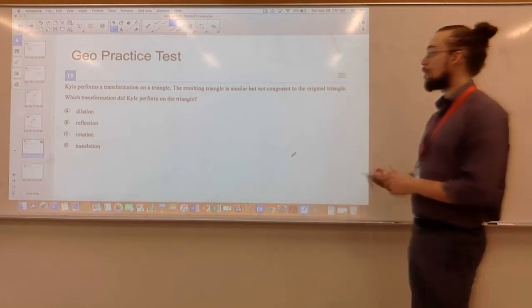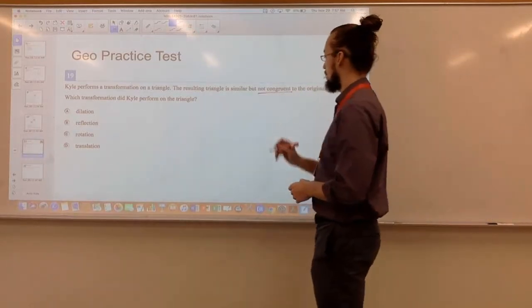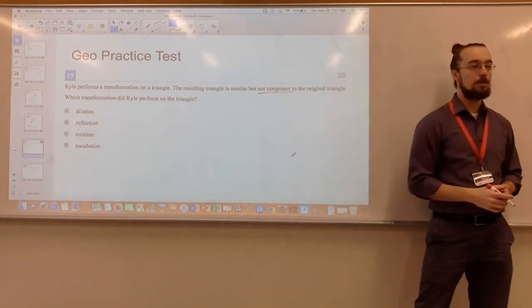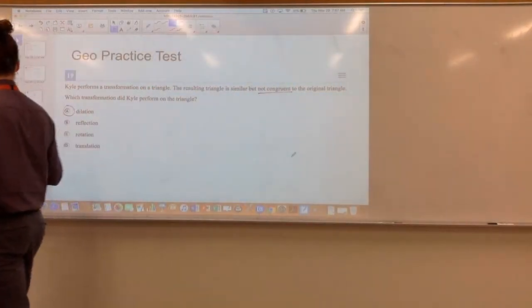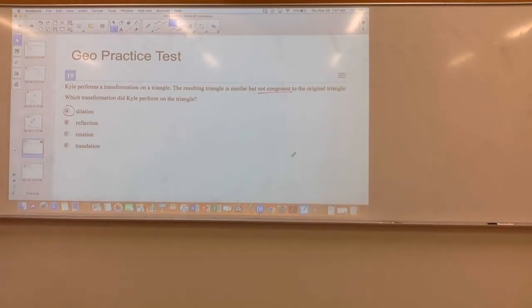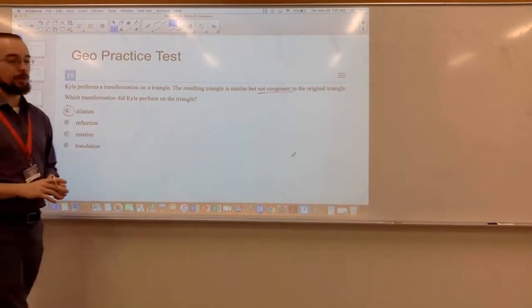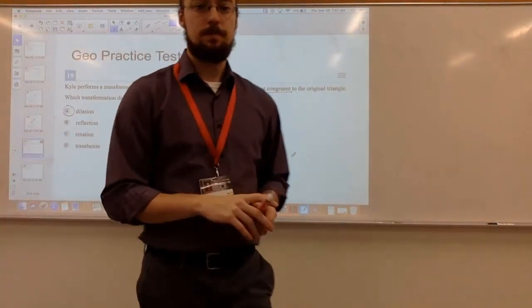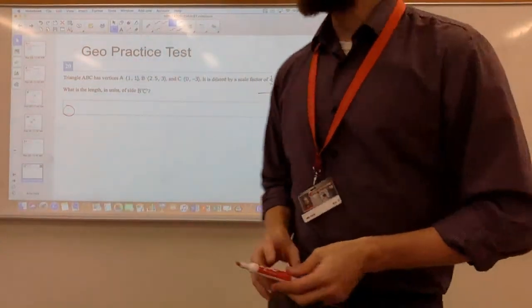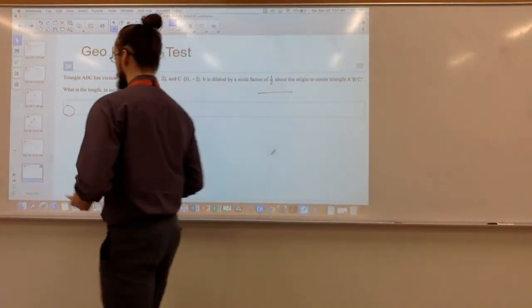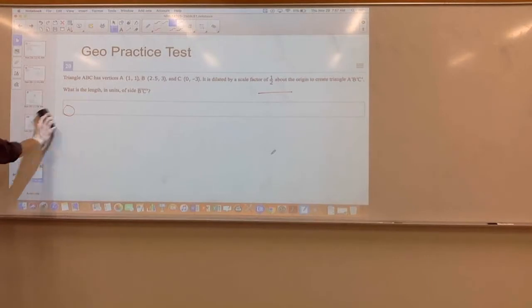So what's the only one that makes the triangles not congruent? Dilation. Right? That's been a popular idea, making sure that you know that a dilation does not preserve the size. You okay with that one? All right. So then let's take a look at a few questions where we actually have to do some dilations.